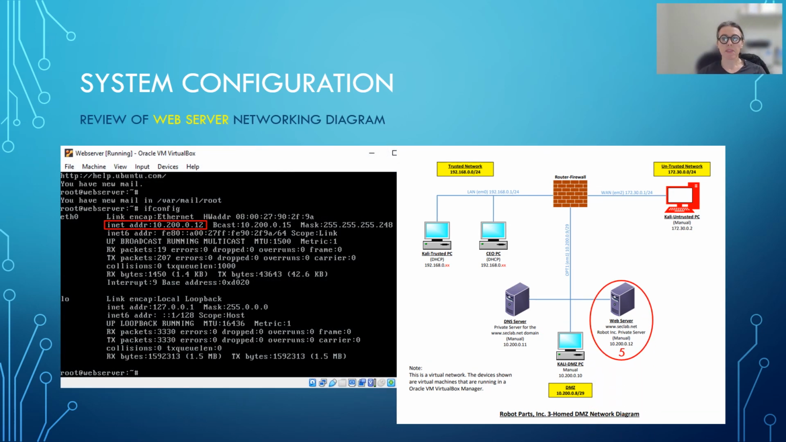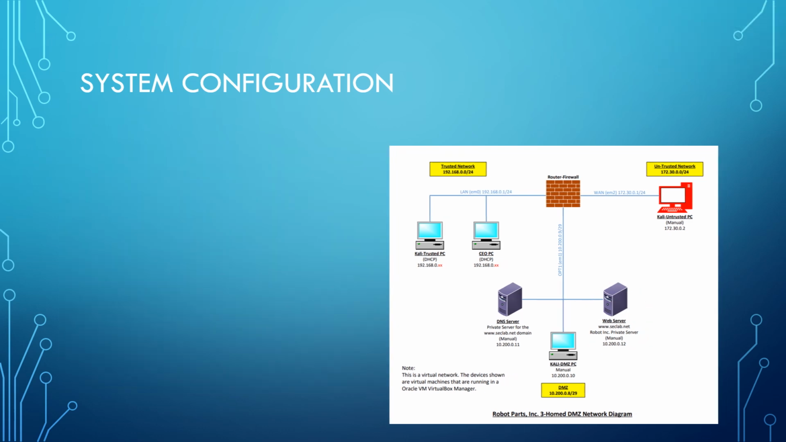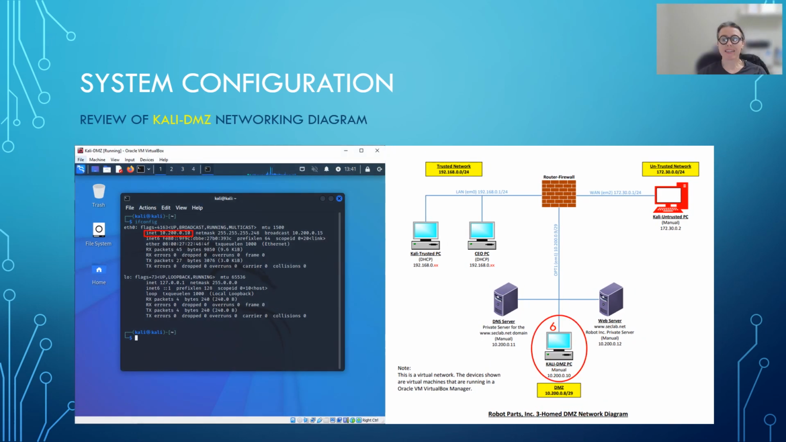And fifth, we have the web server. It is like the DNS server, and it is connected to the DMZ network on the OPT1 side of the router firewall. And sixth, we have the Kali-DMZ PC. It is also connected to the DMZ network on the OPT1 side of the router firewall. And the Kali-DMZ PC's IP was manually configured for the DMZ network.